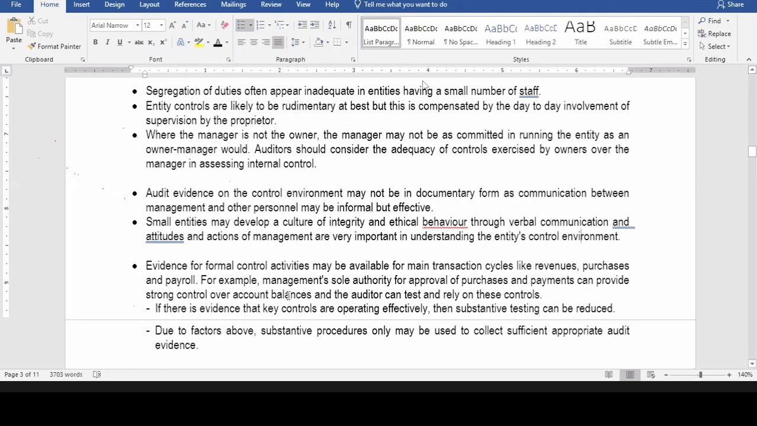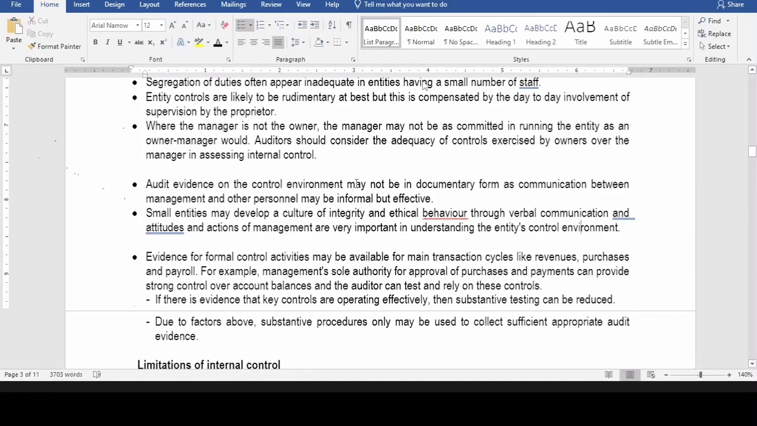These aspects will become clearer in this topic. Let me leave it at that point. The last point is going to be covered in more detail in this topic. So some of these things here may not be clear because we are going to look at the details in this topic. Now, what are limitations of internal control?